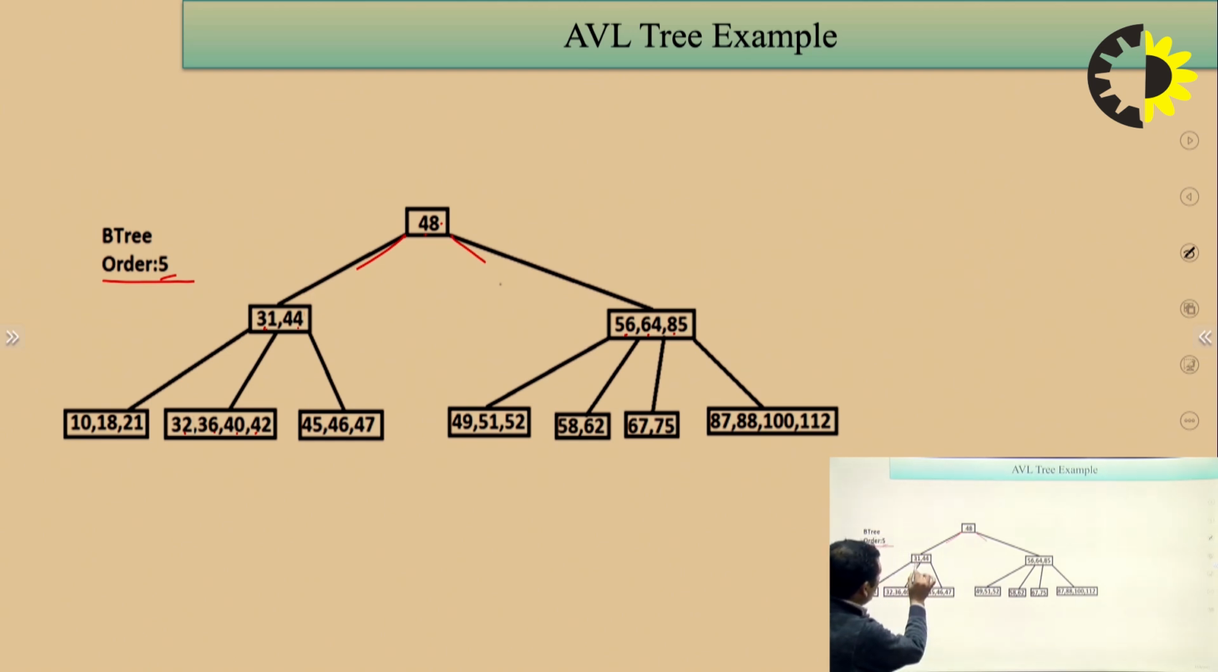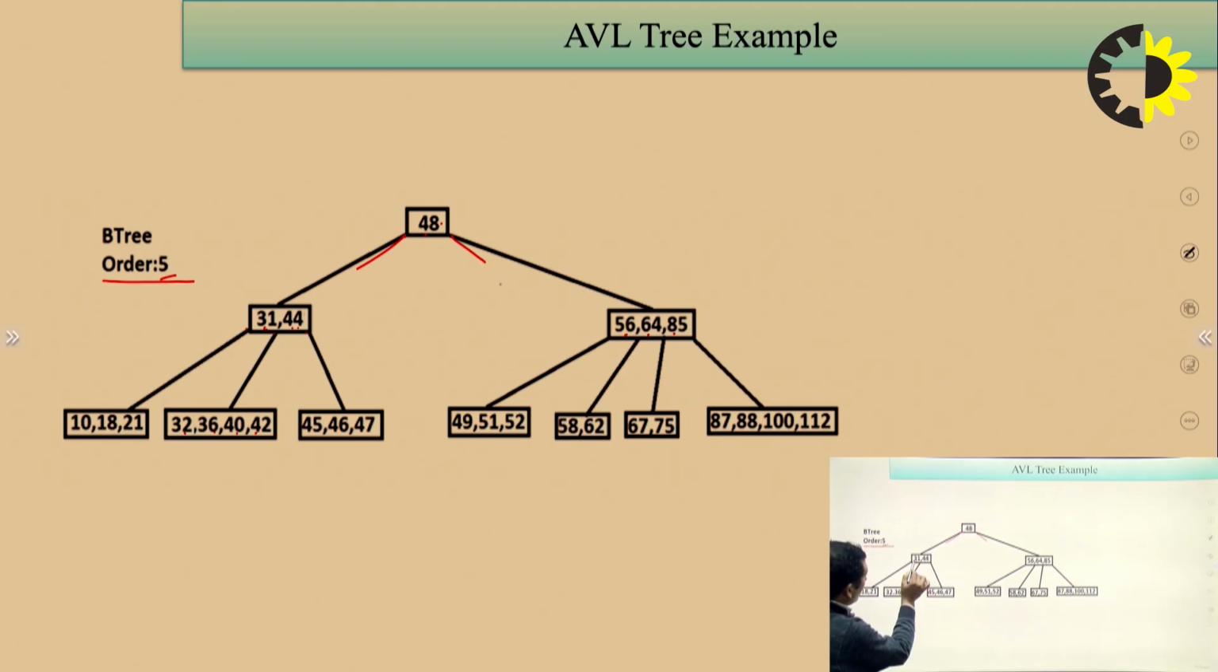If a node has 2 values, the number of child nodes would be 3. If the key count is 2, then the number of children is 2 plus 1, that is 3, meaning one more than the keys. This is a generalization of the BST.